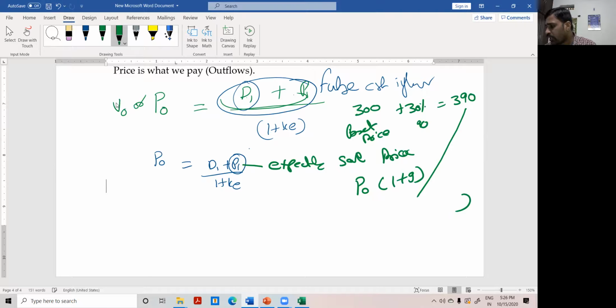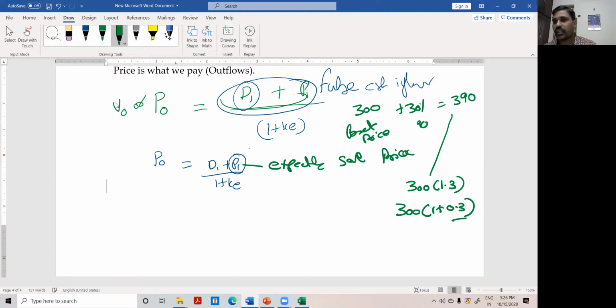How did I get the expected price of 390? 300 into 1.3. How did I get 1.3? 1 plus 0.3. What is that 0.3? The growth rate. This is P1, 390. So therefore, I can write P1 is equal to P0 into 1 plus growth rate.